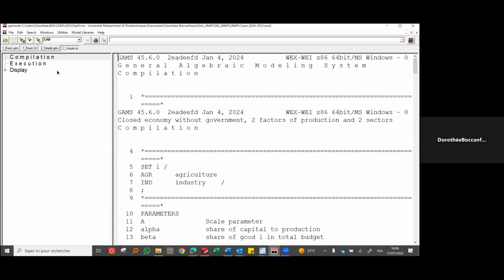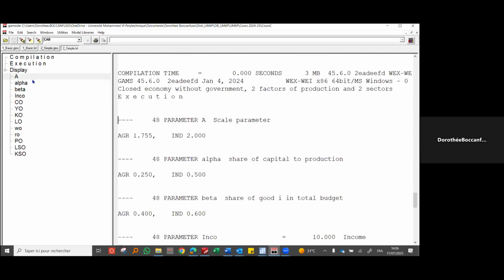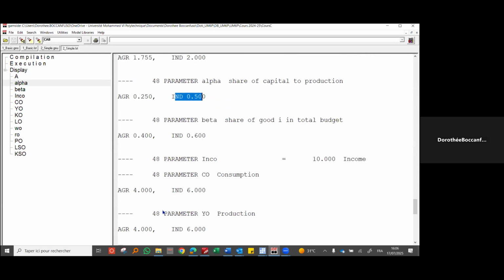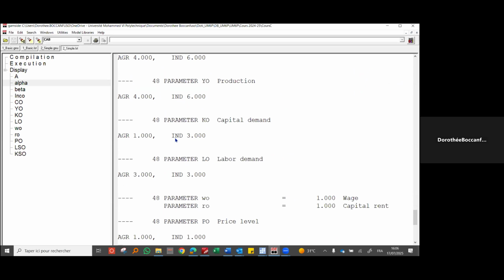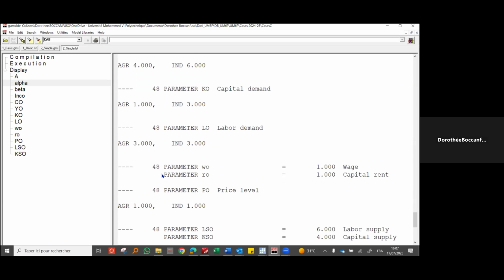Then I have the value, then alpha is calculated directly. I see here the value of alpha for agriculture and industry, and beta, and so on. And I can also verify the value that I put directly from the matrix here. See that WO is equal to 1 and rho is equal to 1. Then it's a means to verify.